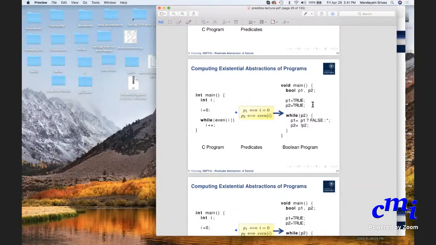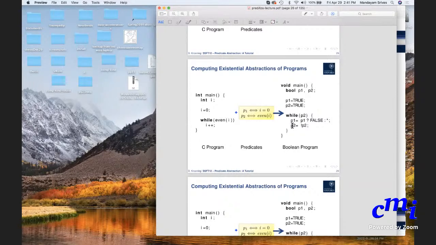Although I've not exactly shown you how to do it, what will happen is that if i is equal to 0, then P1 becomes true, because that is tracking whether i is equal to 0, and P2 is also true because i happens to be even. Even of i is simply translated into P2. And then for i++, the transition relation is captured by these two Boolean assignments.